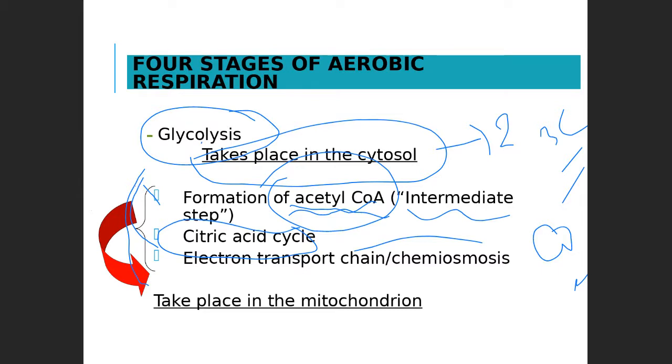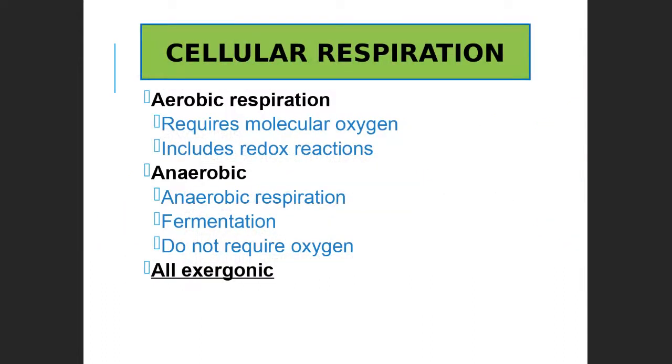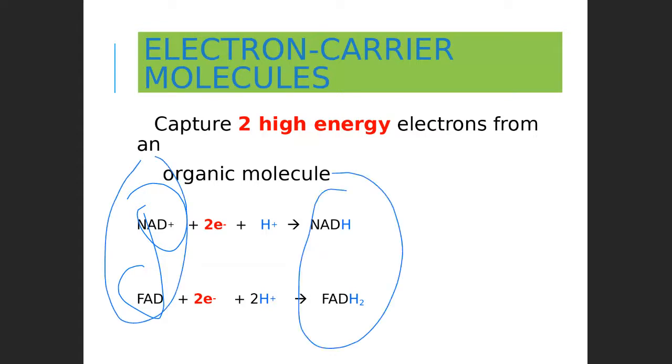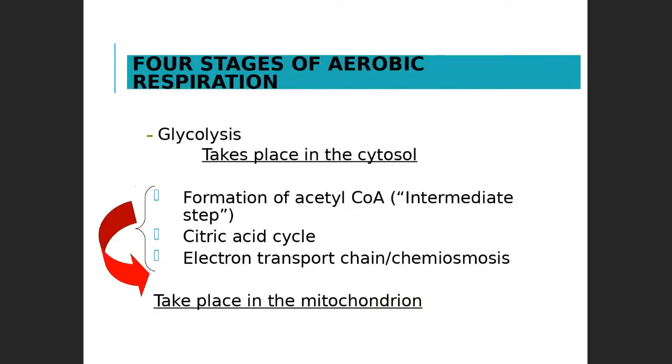Those electrons are not going to circulate like that. They are going to be captured, you remember, all the time by those molecules, by NAD plus and FAD. And once they are captured, either in the cytoplasm or in the mitochondria, those molecules become reduced into NADH and FADH2. Well, those molecules are going to give those electrons to what we call the electron transport chain.